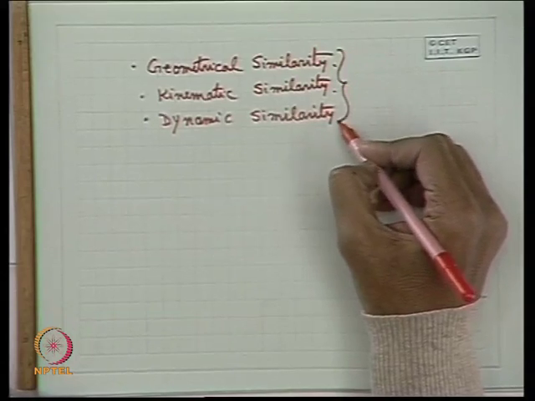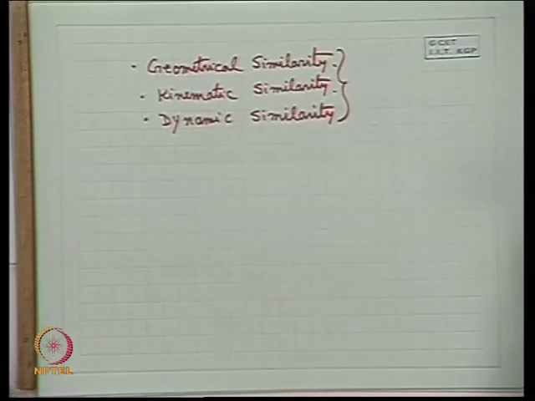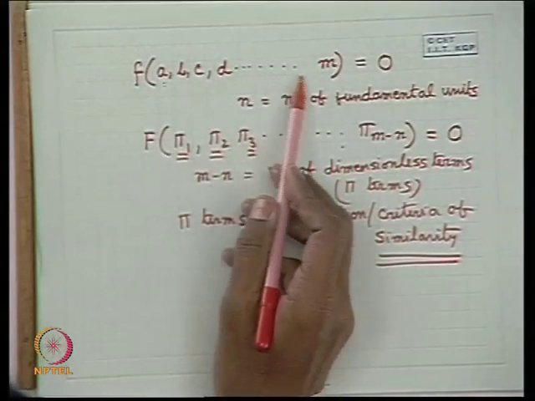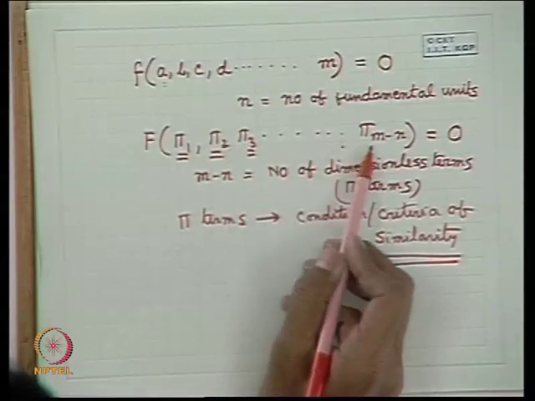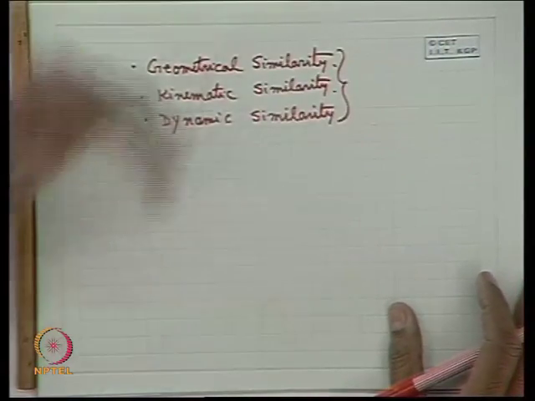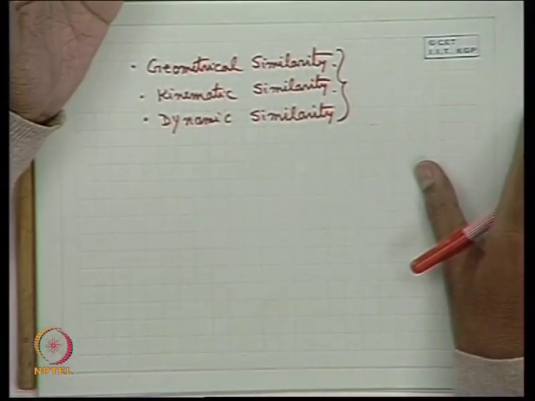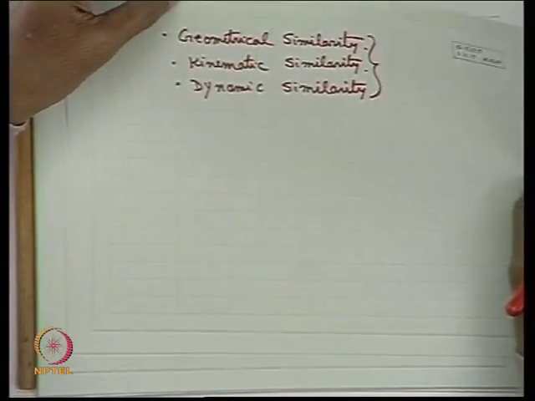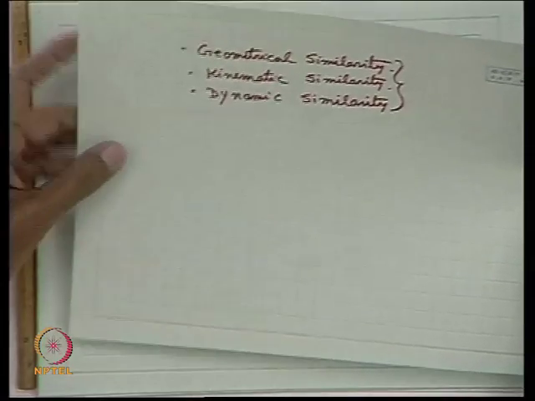Now, the question is how do you know that this similarity prevails between two systems of the same type of problem? When these dimensionless terms remain the same. You see that the operating variables may vary, but the dimensionless terms for the two systems remain the same. Then we ensure that this similarity is obtained, and then the laboratory tests can be used to predict the actual performance, and we can reduce the number of experiments to predict the influence of a large number of parameters.